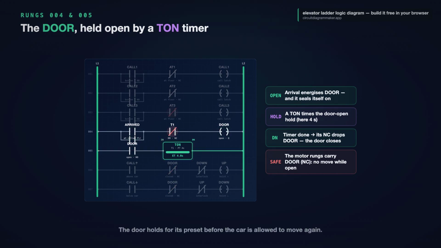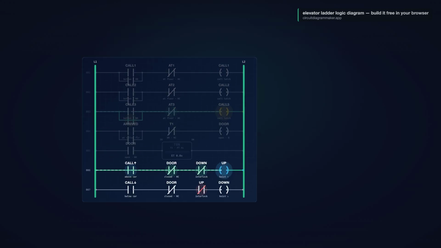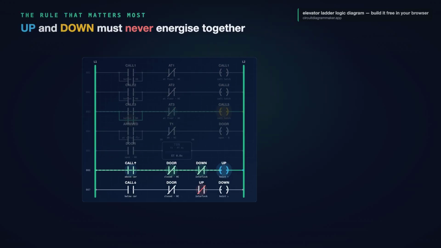And here is the safety link. Both motor rungs carry that door contact as a normally closed, so the car simply cannot move while the door is open. The door has to close, and the hold has to finish before up or down can pull in again. Let me come back to that up-down interlock, because it is the rule you can never break.